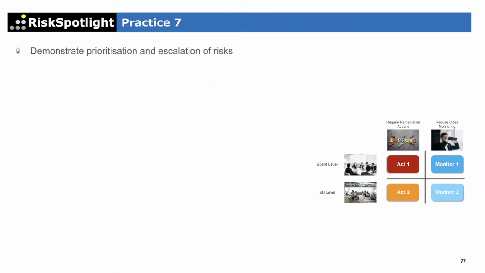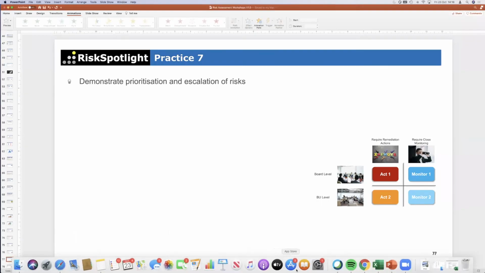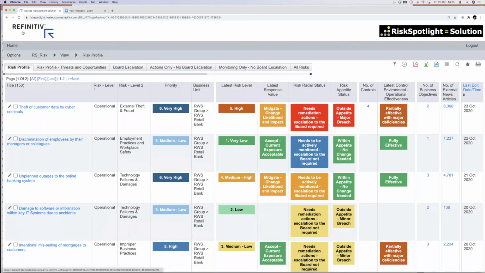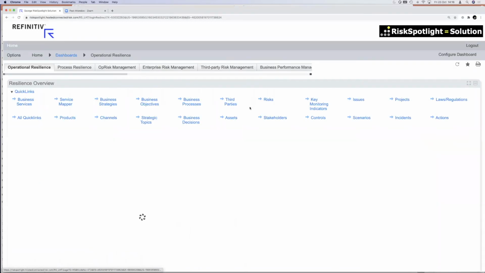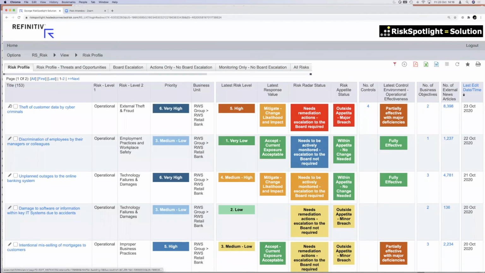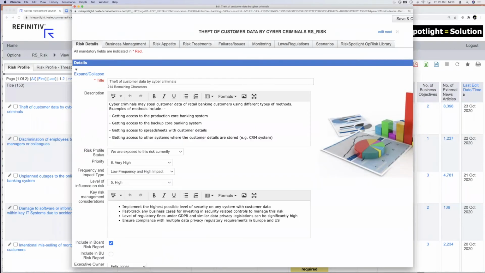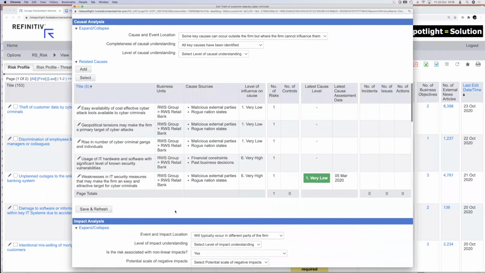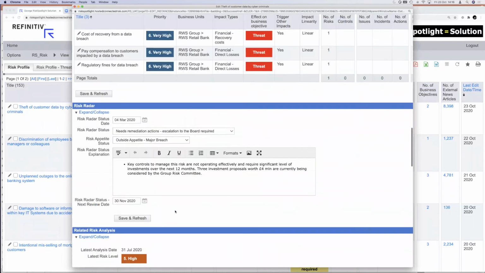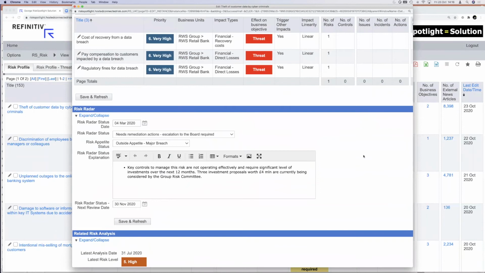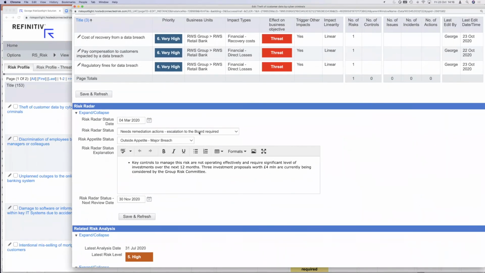So from this prioritization perspective, let me also demonstrate. I didn't want to just talk about theoretical ideas. We want to make sure that there is a practical way you can see how that is done. So if I go to the same theft of customer data by cyber criminal risk, in this case we've created a risk radar. This is where the risk owner can decide whether he wants to flag this given risk on the radar of the board or on the radar of the BU.